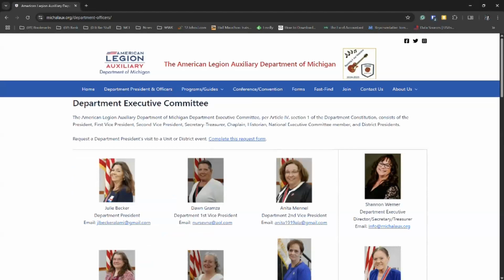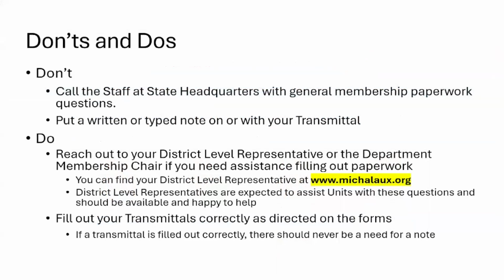The chain of command is we want our units to reach out to our districts for anything that they need help with. The districts help them. If the district needs help with something, then the district reaches out to department. And then if we need help with anything, we reach out to national, like I said, for those out-of-state transfers and things like that. That's going to help everything run a lot more smoothly, help us get these memberships processed faster and get everything in better, which is going to help our numbers, our percentages, and the health of our organization going forward.